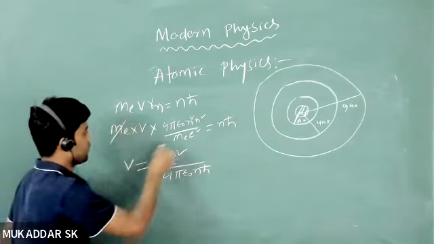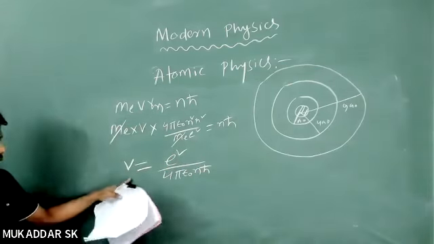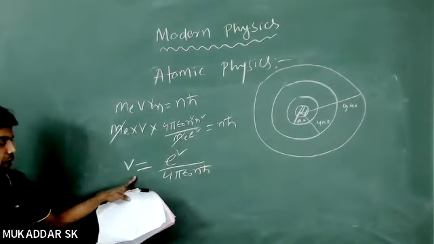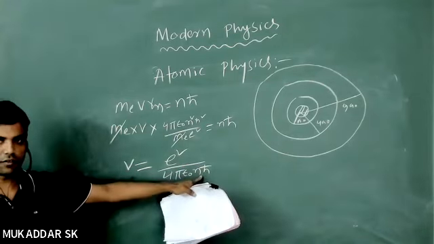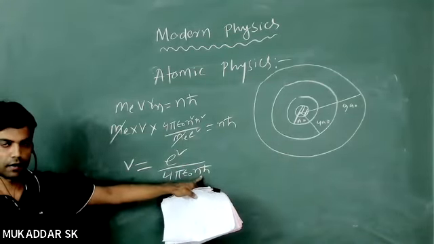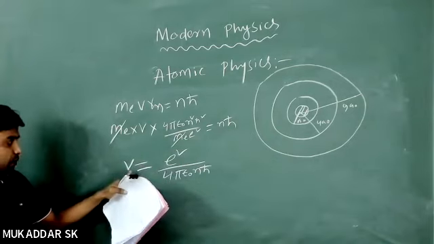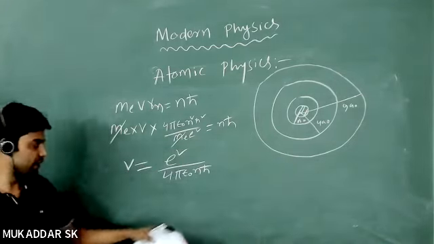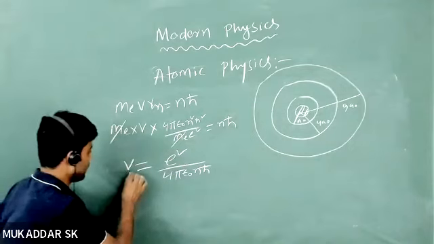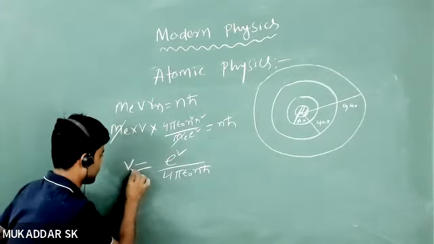Okay, this will be cancelled. Now we see the speed of the electron for the nth orbit depends on that small n. It means speed also is discrete in nature and it's a function of small n, that's why you have to write that subscript small n.